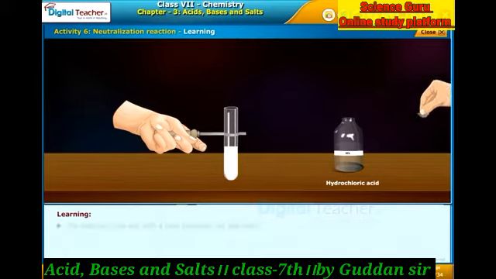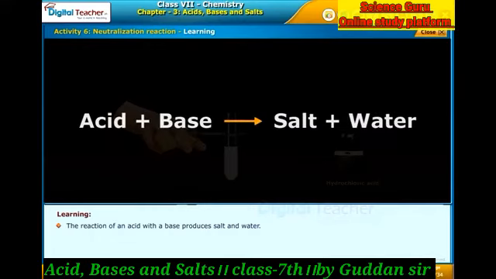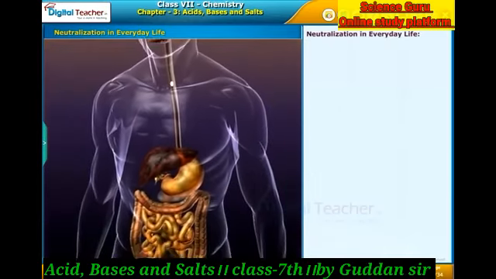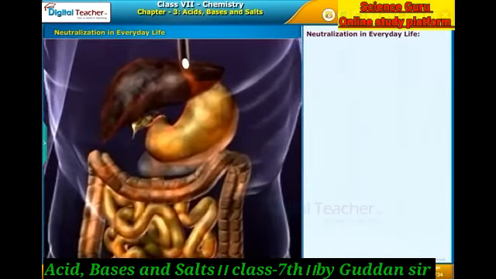The reaction of an acid with a base produces salt and water. Let us know about the neutralization in everyday life.